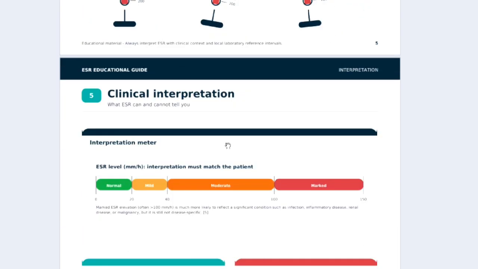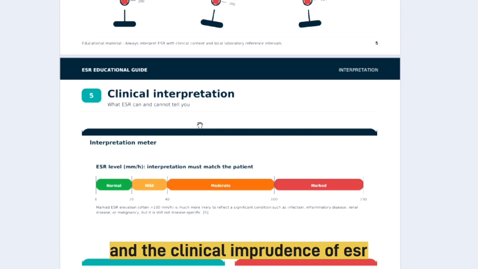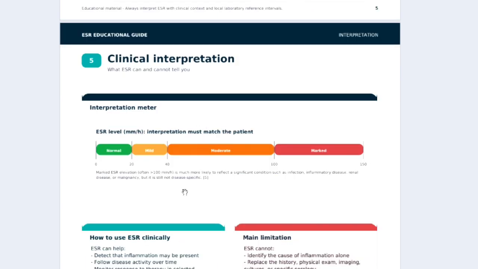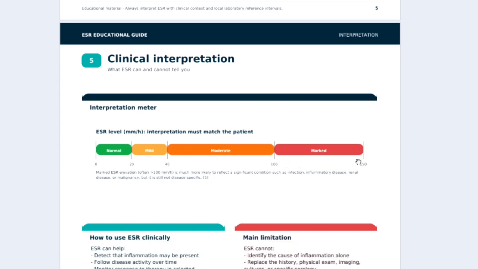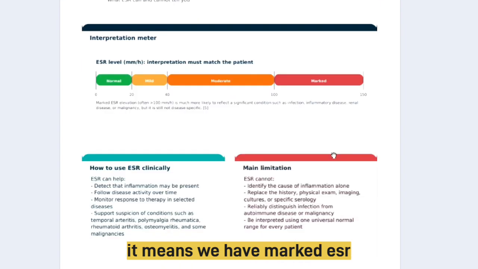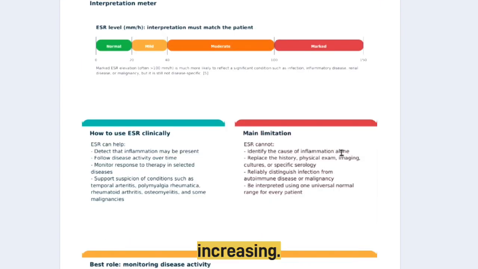But what I want to emphasize is that the clinical interpretation and the clinical importance of ESR is very important, because when the patient's ESR is under 20, it's normal. Between 20 and 40, it's a mild increase. Between 40 and 100, it means a moderate increase in ESR has occurred. And after 100 up to 150, it means we have a marked ESR increase.